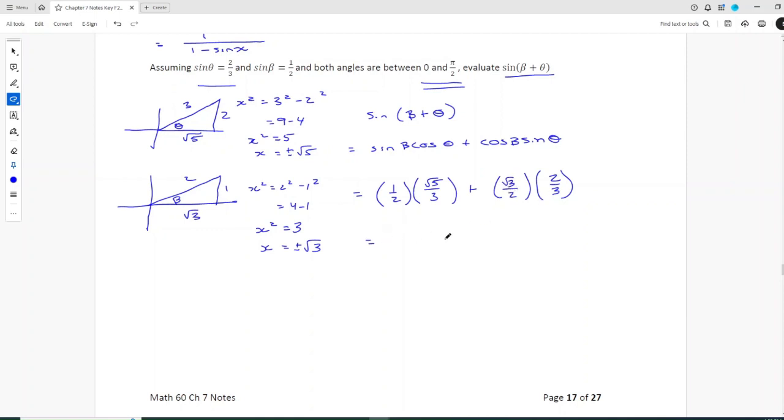Now, we still need common denominators. So 1 times root 5 is root 5 over 6, plus root 3 times 2 is just 2 root 3, all over 3. Sorry, 6. I was all excited about the common denominators and then I messed up. And then because I have that common denominator, I can write it as a 6, and then I've got root 5 plus 2 root 3 in my numerator. Awesome.